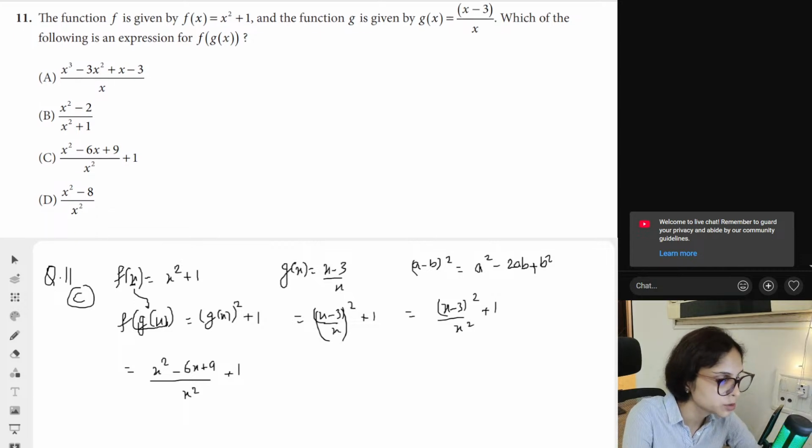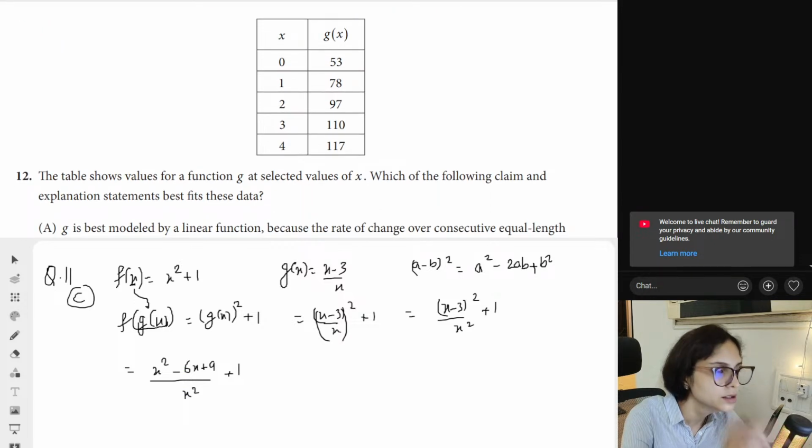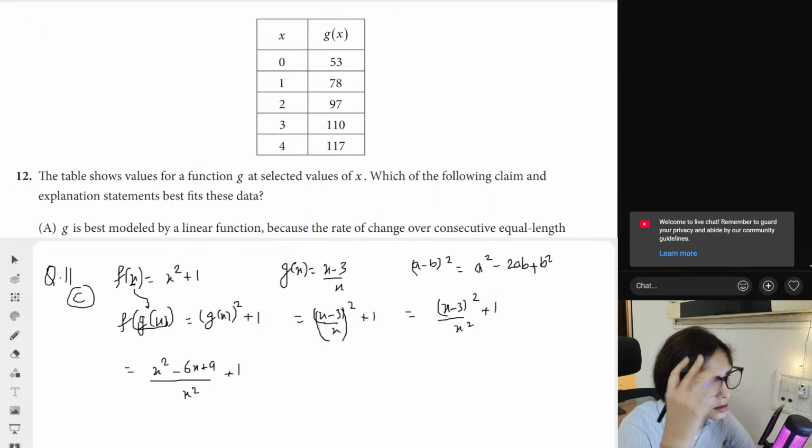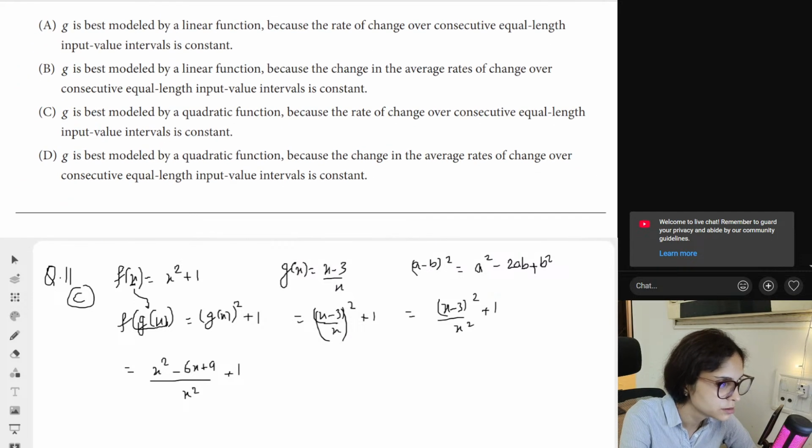And I'm going to question number 12. Okay. So this is a table given to us, and they want to know what it is modeled by. Option A is linear function. Let's see what the other options are. You have linear, quadratic, quadratic. Okay. So it will be either linear or quadratic. So first identify whether it is linear or quadratic.